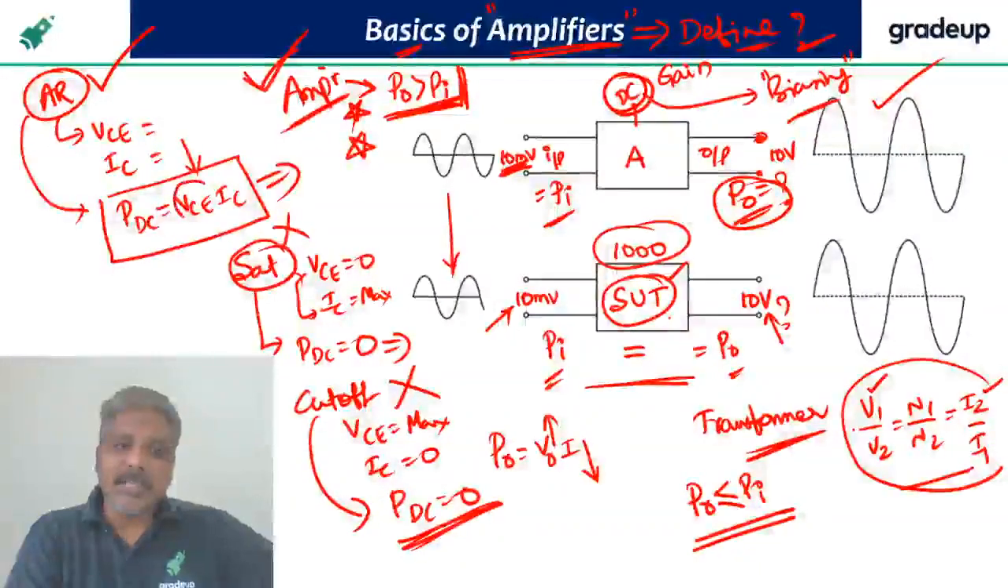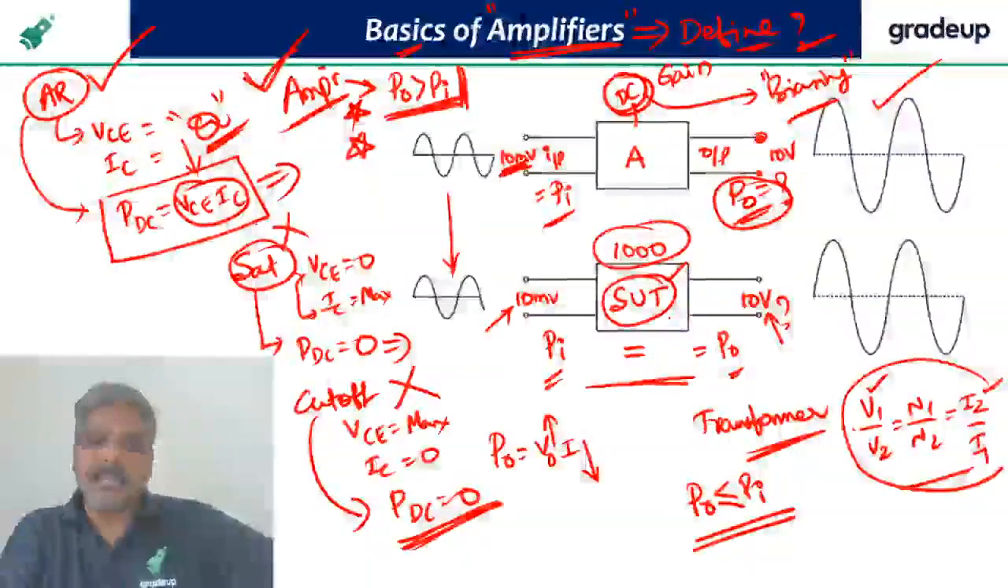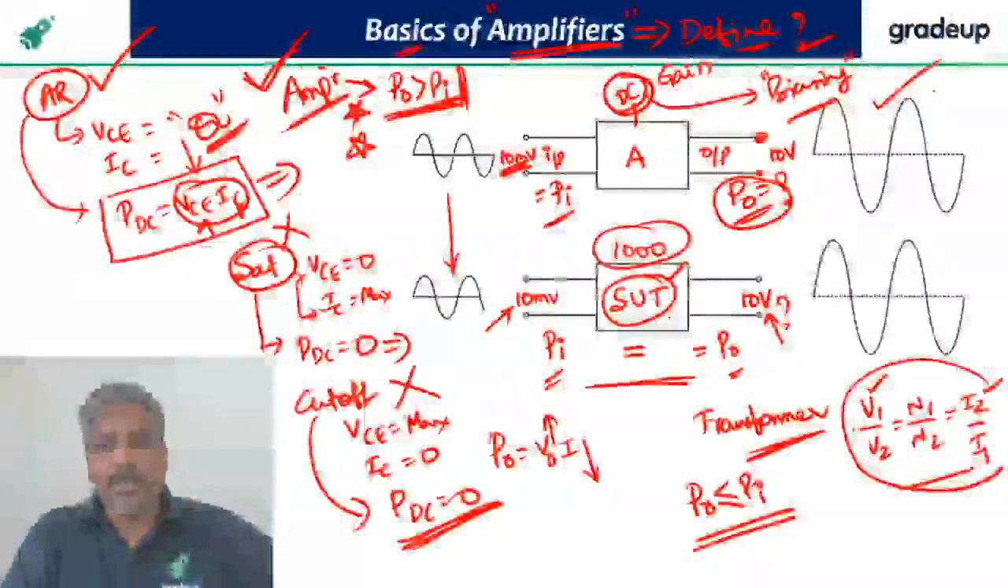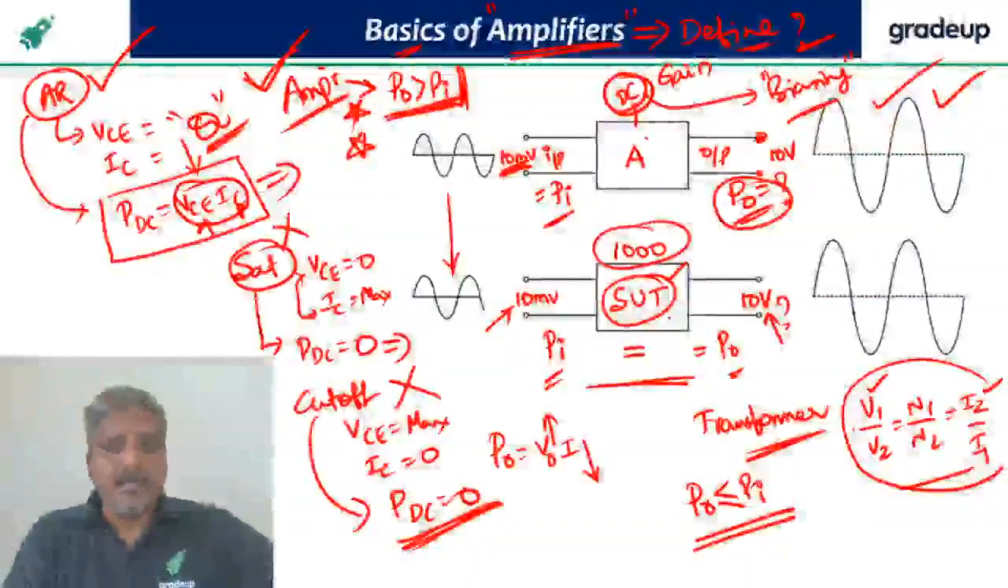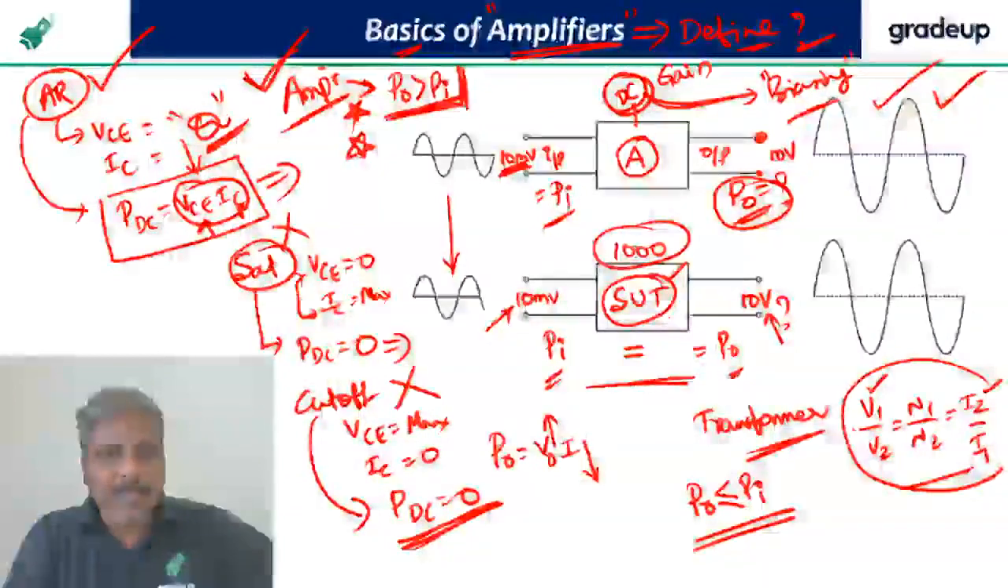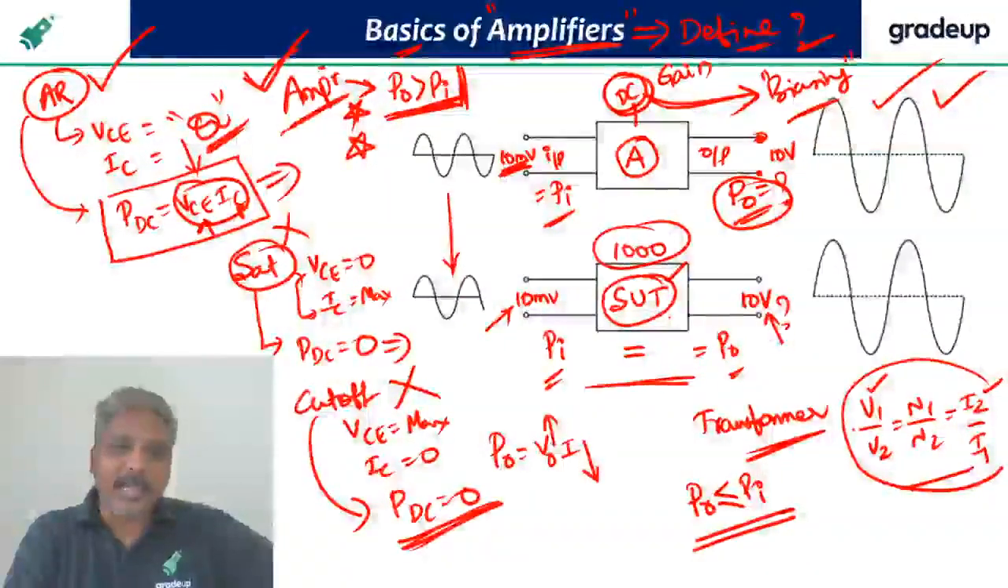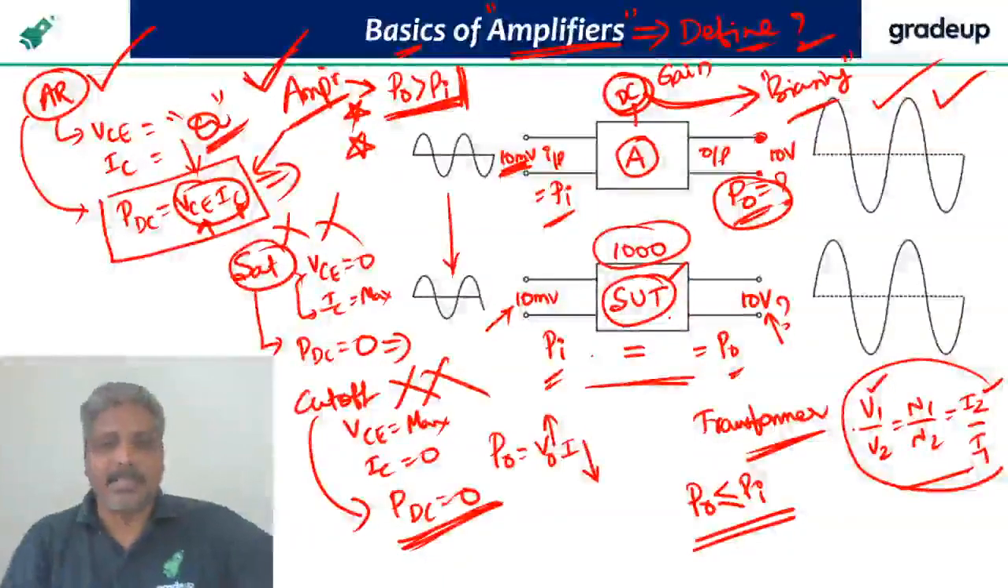This VCE into IC will be maximum if you select the operating point at the center. The value of this and this is nothing but the operating point, right? So if you want maximum amplification, the amplifier must be biased properly. What is proper biasing? Like this, not like this, not like this. Then you'll get the amplification. Is it clear, guys?